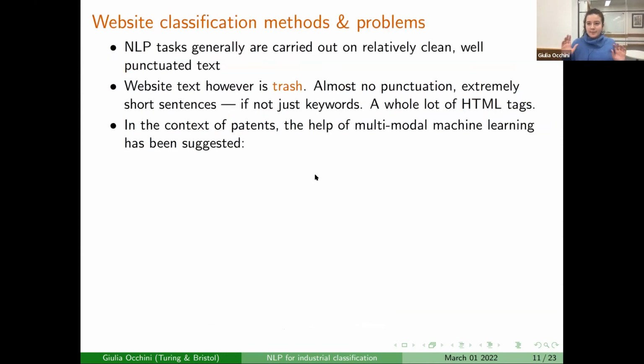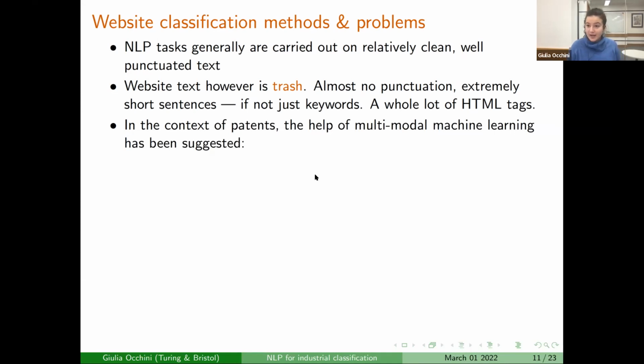I'm now turning a bit more into the intrinsic problems relative to website classification. So NLP tasks at big computational linguistics conferences are generally carried out on relatively clean, well-structured, well-punctuated text. The problem is that website text is often actually trash. There is no punctuation, sentences are very short, sometimes they're just keywords, and the style can change from sentence to sentence. And there are a whole lot of HTML tags.